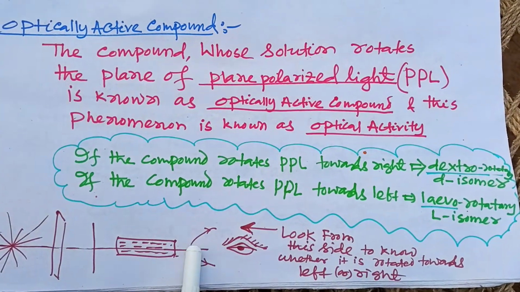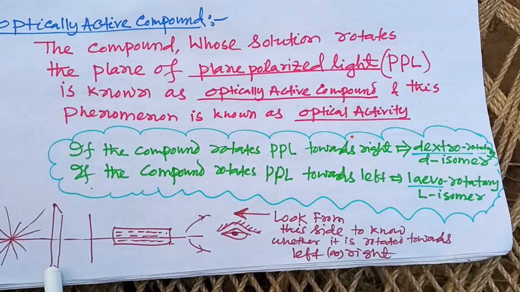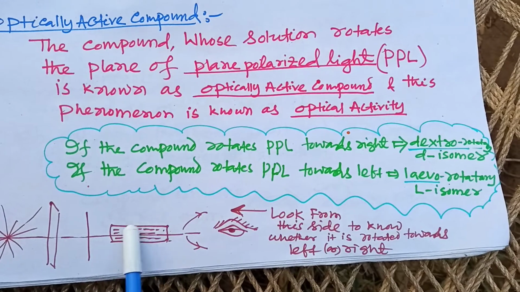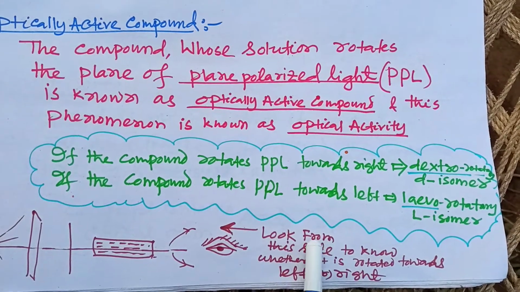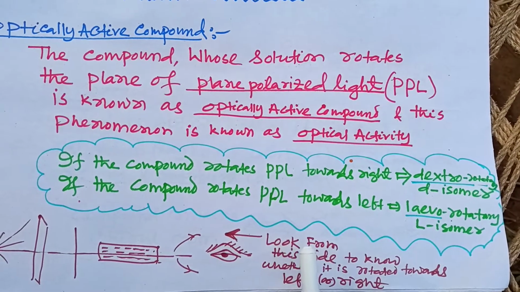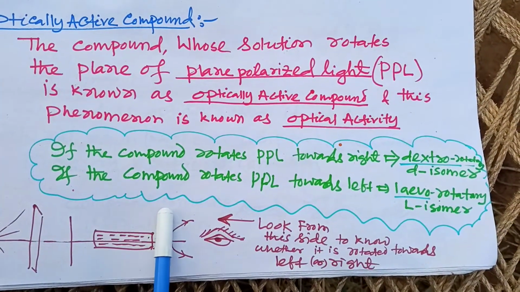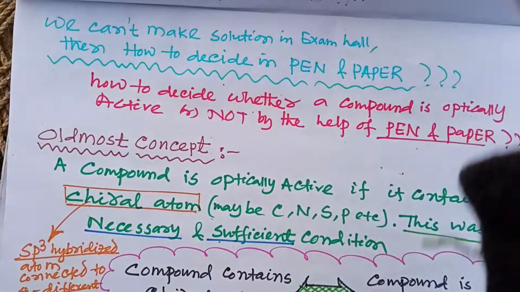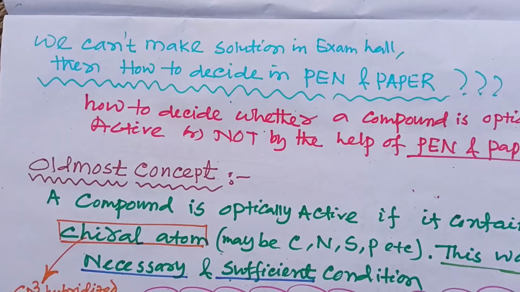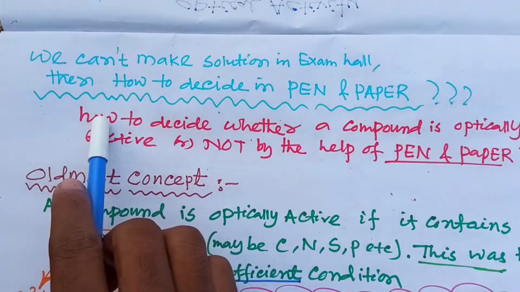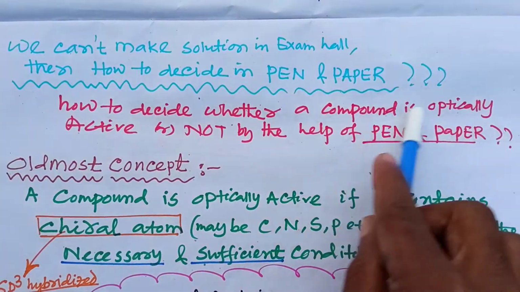So here is the picture. This is ordinary light, and it is passed through some crystal. Then we get plane polarized light. Here is the solution, and we are observing from this side. Please note that we have to look from this side in order to decide whether the compound is levorotatory or dextrorotatory. Don't look from the other side. But we can't make a solution in the exam hall, so how do we decide by the help of plane of paper whether a compound is optically active or not?